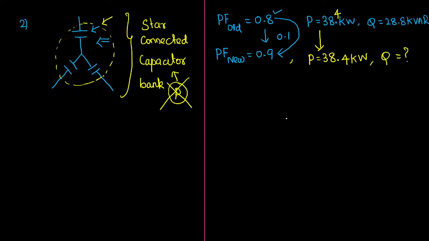Now the question is, what is the new reactive power? See, we know the new power factor, and we know the new real power, because the new real power and old real power both will remain the same. This phenomenon is happening because of the imaginary part of the capacitor. They never touch the real part of the system.